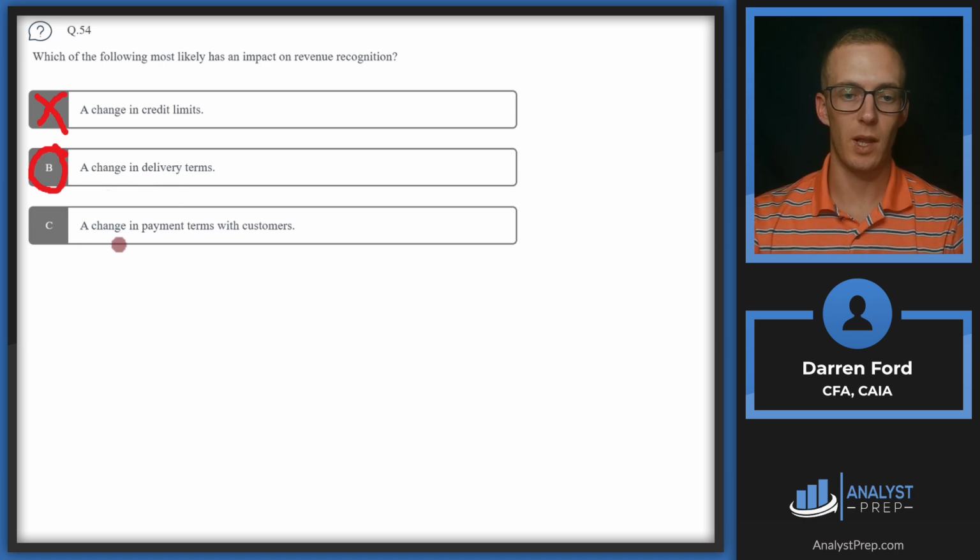Let's just make sure we can rule out C, a change in payment terms with the customers. Kind of similar to A, this is just changing around when the cash is coming in or out of the business. Not necessarily important for revenue recognition. So we'll stick with B.